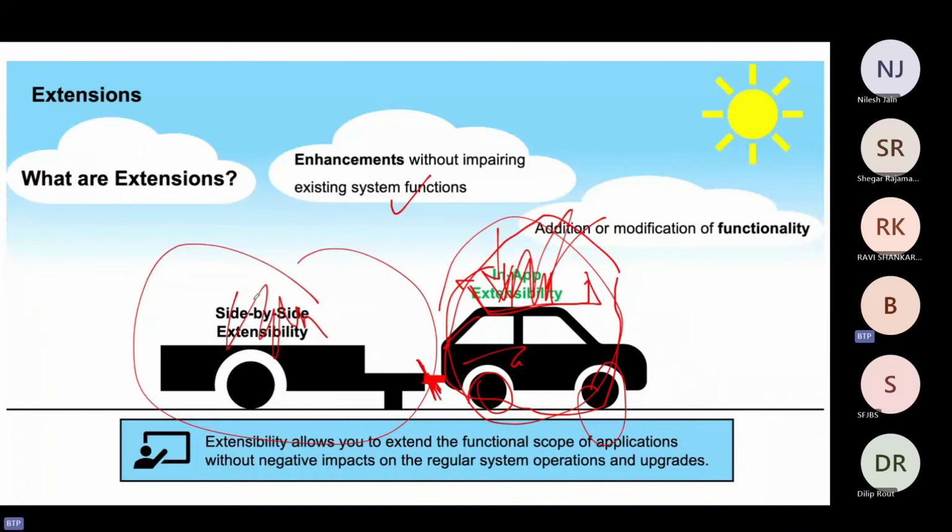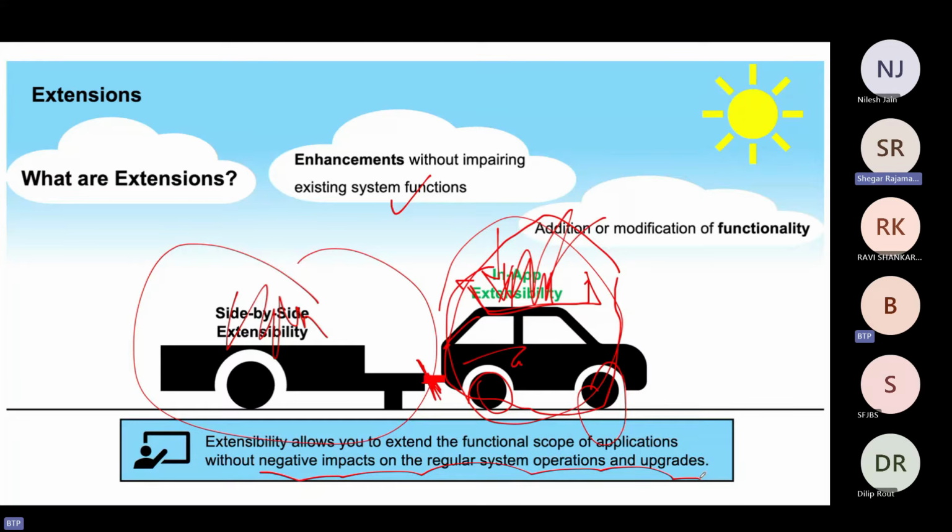So what you are doing, using extensibility, is extending your functional scope, and making sure that your whole system does not get overhead. Your system will remain what it is, and you are making sure that the whole end-to-end life cycle of your system goes perfectly fine whenever you want. Basically, you are doing anything without negative impact on your legacy system operation and upgrades. I hope this is clear, right?